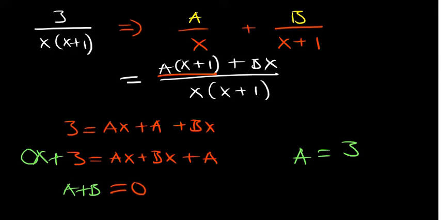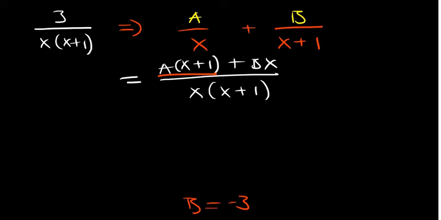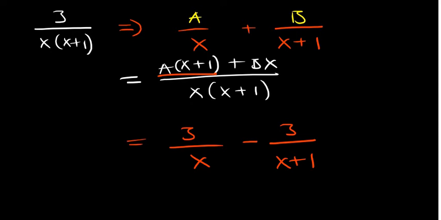Now our A is already 3. So therefore our B is going to be negative 3. So we found the values of A and B. Our A is 3, so we have 3 over x, and then our B is negative 3, over x + 1. So that's basically how we determine the partial fractions here.